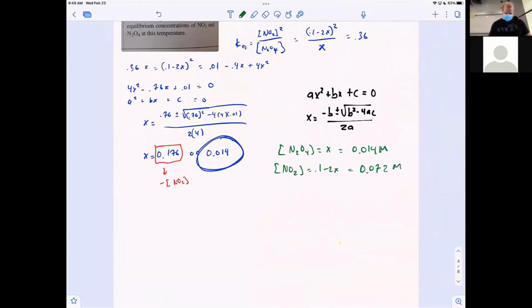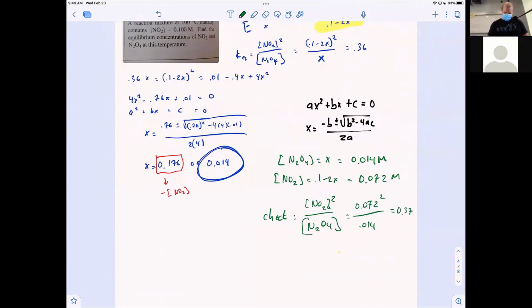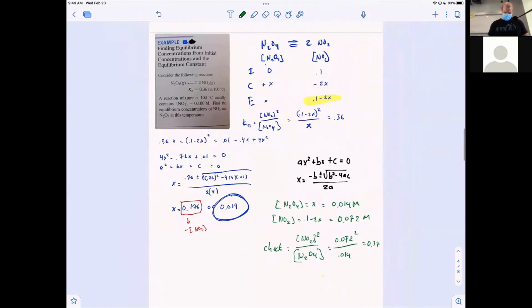0.72 molar. And then we can go ahead and check it. So our check is going to be products over reactants: the concentration of NO2 squared over N2O4, 0.072 squared over 0.014. If we do that, we get 0.37, which is the original answer popped out.